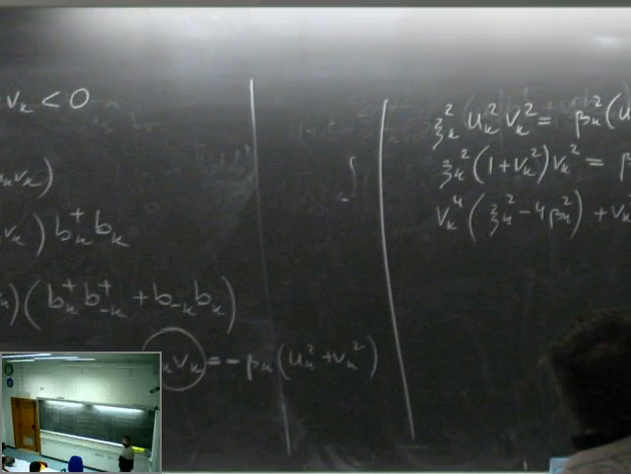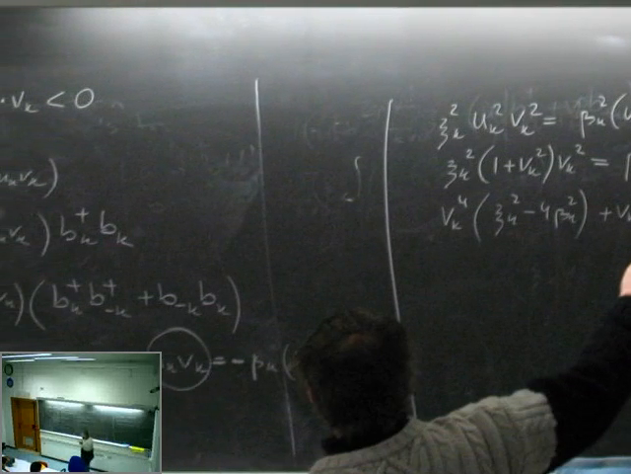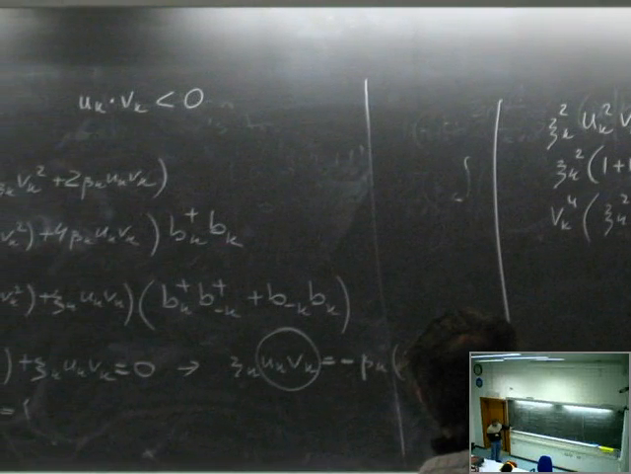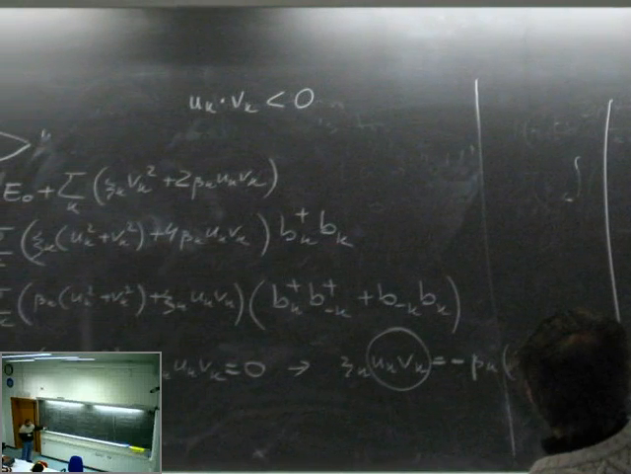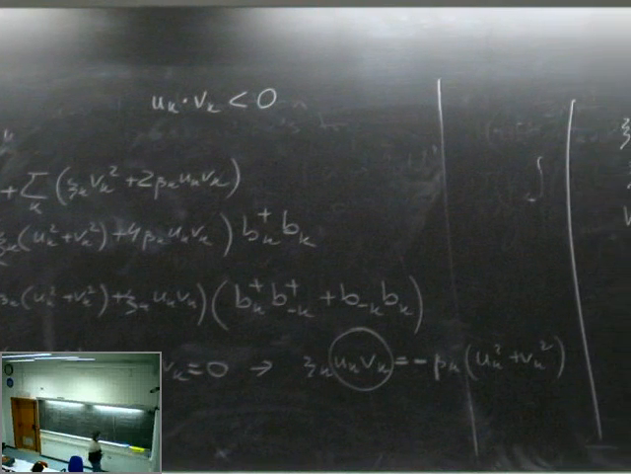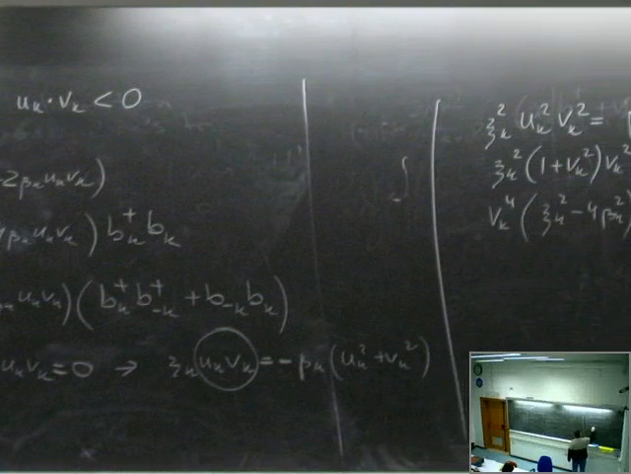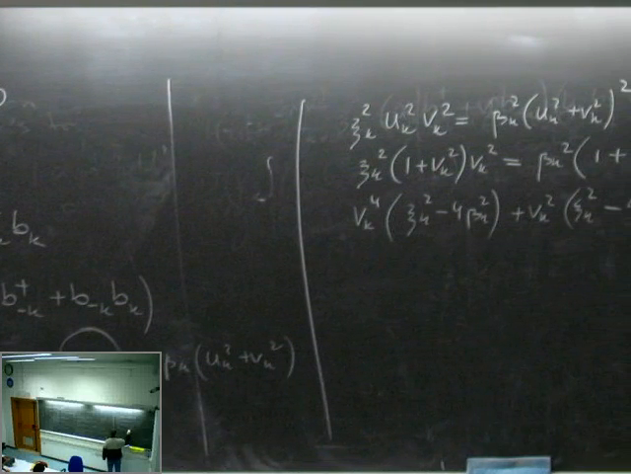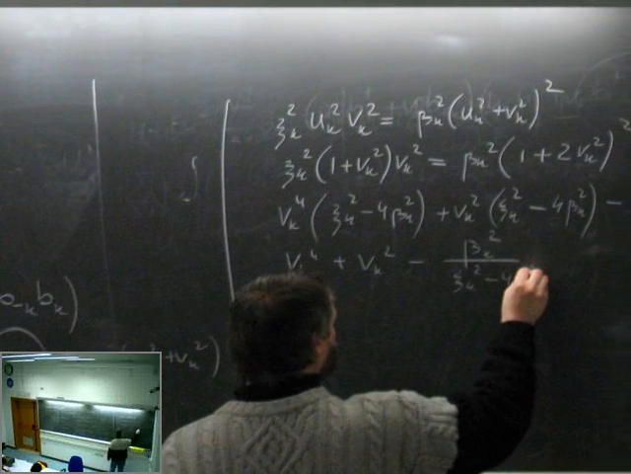So I have a so-called biquadratic equation. It is quadratic with respect to vk square, and if I divide by this coefficient, which is, by the way, positive, you see that psi k is equal to a positive quantity plus 2 times beta k. Therefore, the square of psi k is bigger than 4 beta k square. So vk to the 4 plus vk square minus beta k square over psi k square minus 4 beta k square is equal to 0.